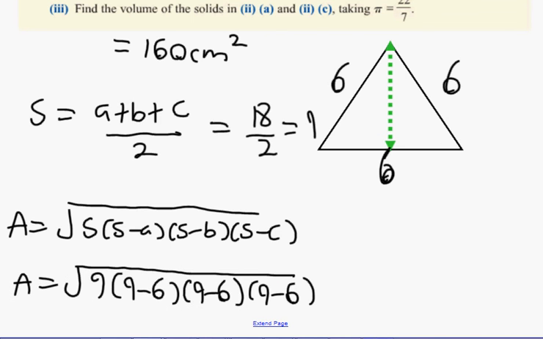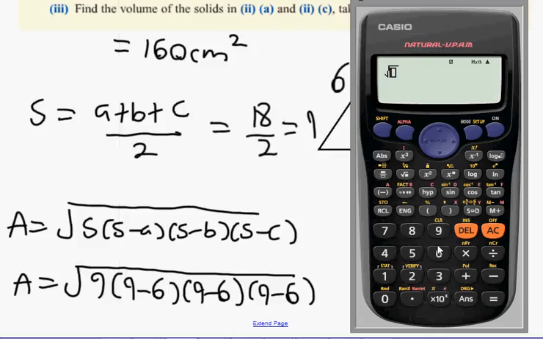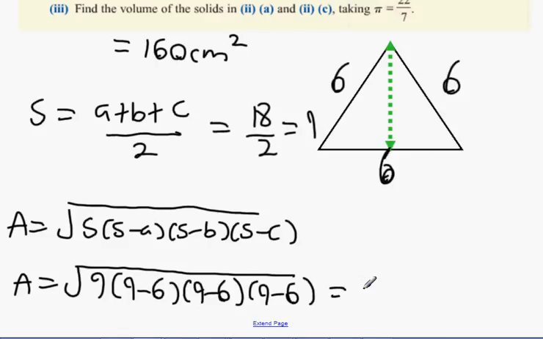Put that into your calculator. 9 minus 6, 3. 9 minus 6 again, another 3. 3 again. The answer is 9 root 3 is the area. 9 root 3 centimeters squared.